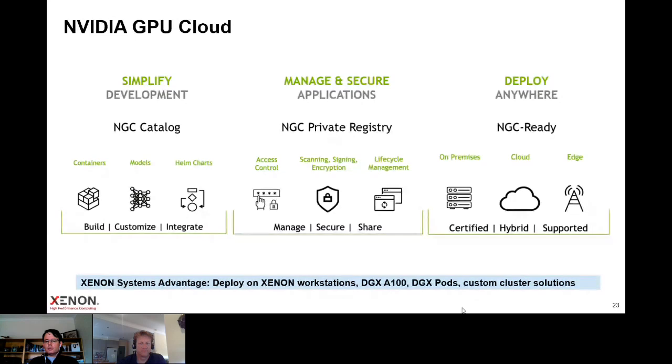Of course, all the DGX 1s, 2s, and now the DGX A100s are running the containers from the NVIDIA GPU Cloud. The complete DGX pod architectures, and also custom cluster solutions, can run the very same containers, which makes it very easy to move from one system to another.